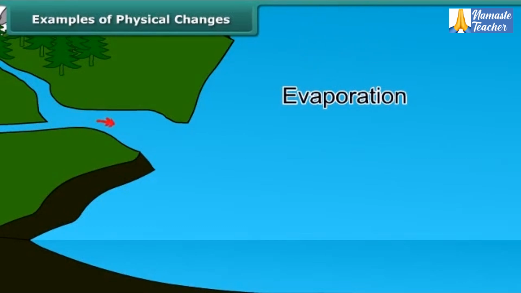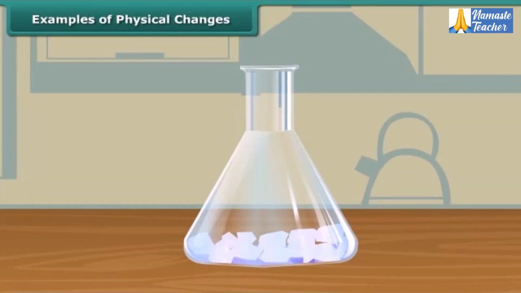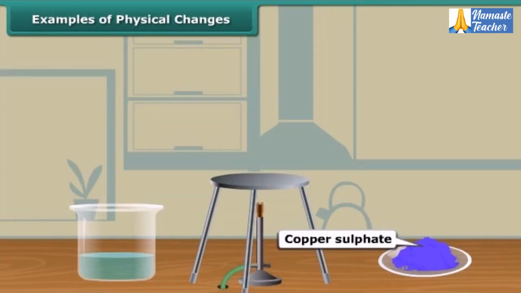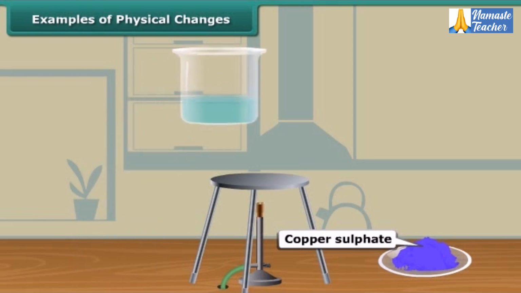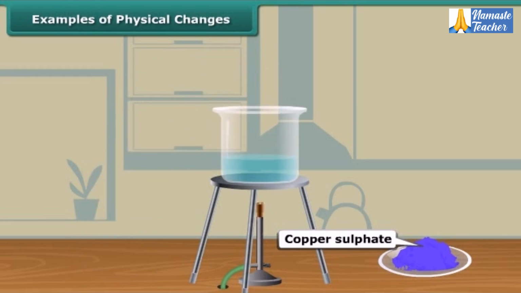Children, as you know, salt can be obtained by the evaporation of seawater. But the salt obtained in this manner is not pure. Pure crystals of salt can be obtained by crystallization. To prepare pure crystals of copper sulfate, take about 100 milliliter water in a beaker. Acidify the water with few drops of dilute sulfuric acid.